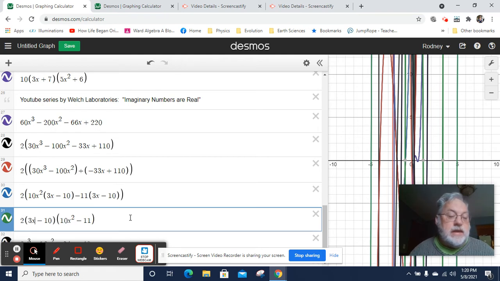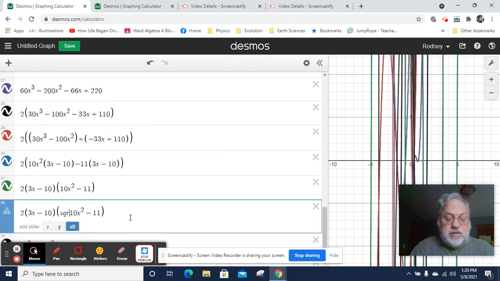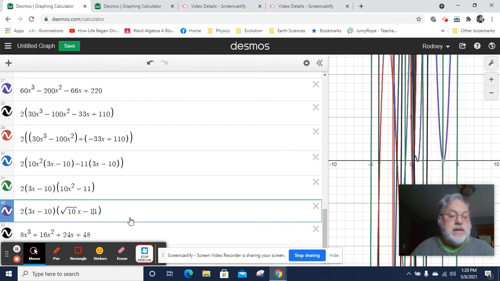Now, I didn't give you any like this where you'd have to deal with radicals, but this can be treated like a difference of squares. And here's how we would do it, just for your future reference. We can definitely get a square root of x, but then we need the square root of 10. We're going to say x, and that's going to be minus the square root of 11.